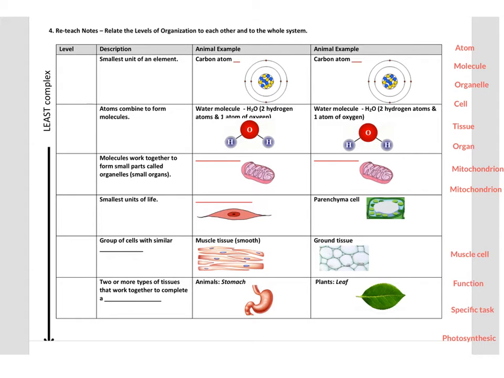In this video, we're going to review the levels of organization and how these levels relate to each other and to the whole system. Before we begin, I would like you to make one correction. There are two columns titled the same, animal example. Please change one of them to a plant example.